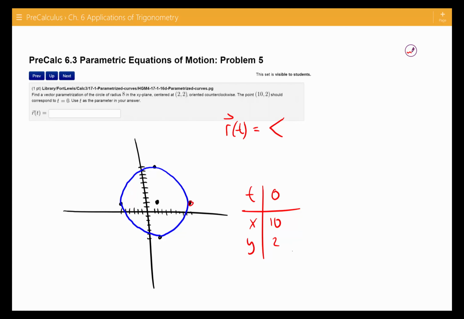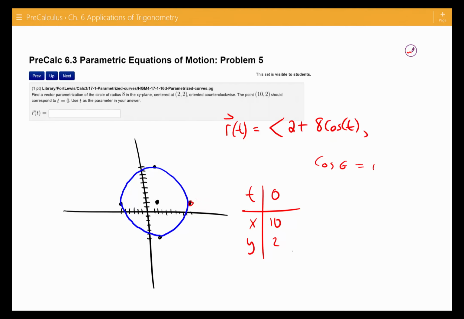So the x coordinate of that vector has to start off at 2 plus, and then we want to basically add and subtract here to go back and forth from 10 to negative 6. So actually what we need is 8 cosine of t. Now that might be confusing at first, but if you think about it, cosine starts off when t is 0. The cosine of 0 gives you 1, so that will give you the 8 and bring you to this point right here, which is exactly where we want to be. Because if this is 1, we'll get 10, which is exactly what we want for x.